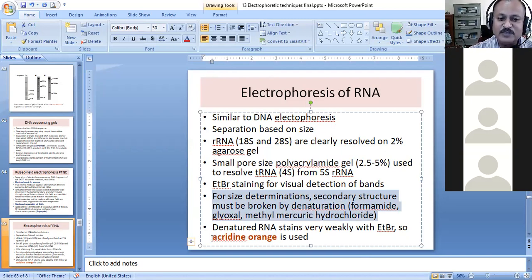And then usually we use acridine orange for staining RNA bands. The reason is that EtBr cannot be used normally. Why EtBr cannot be used? Because EtBr is used for double stranded molecules. Okay, EtBr actually is an intercalating agent. So it will intercalate between the 2 strands of DNA or between the bases of the DNA, right? But because RNA molecules are single stranded, we use acridine orange for electrophoresis of RNA.